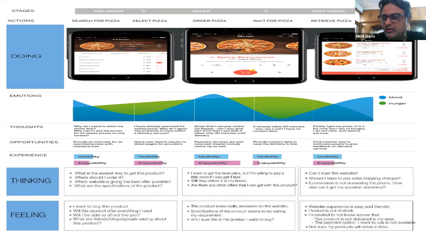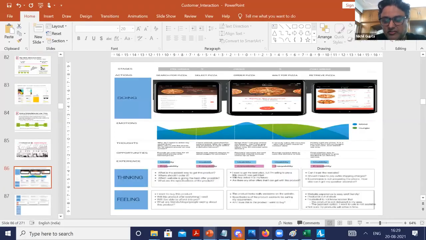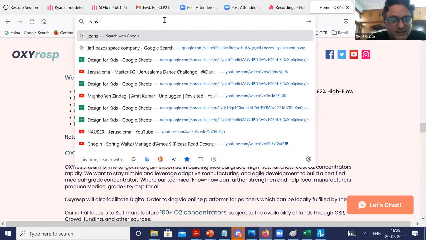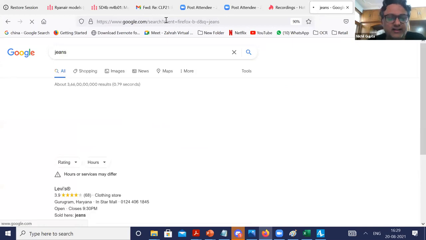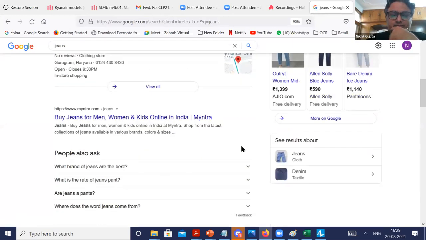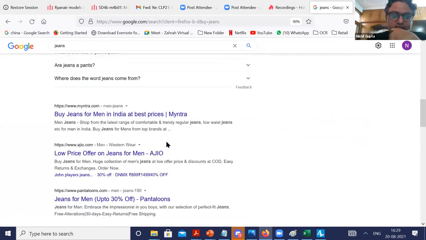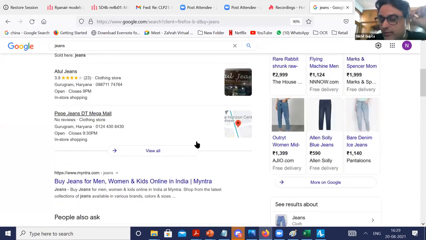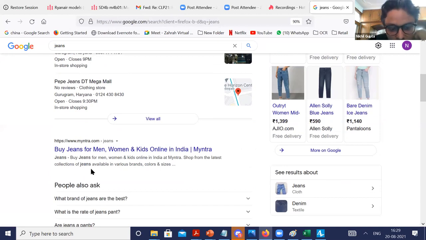Similarly, in e-commerce, what could your first experience be? Because you're digital, the customer first has to find you. If I can't find you, nothing else happens, so the first is the discovery stage. When I search for jeans, what do they discover? They discover Myntra, Ajio, Pantaloons. And what also matters is the communication: what are they saying here? Here is the value they're focusing on.